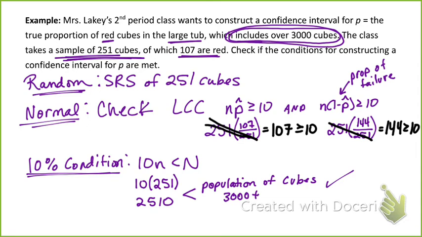That means you can now construct an interval that will estimate the number of red cubes or proportion of red cubes in the bucket. And we'll actually do that on Friday. Okay? So we'll come back to this problem on Friday. But the good thing is you've already checked the conditions.